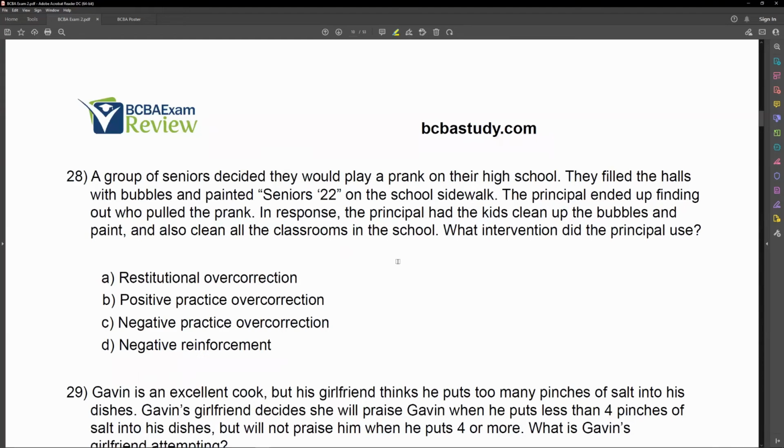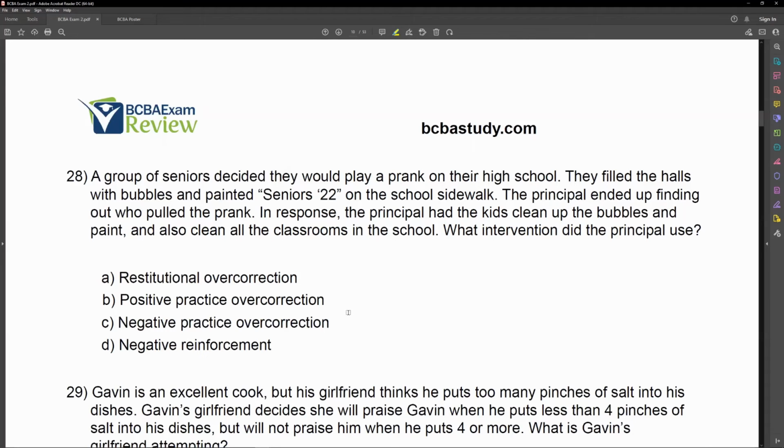Okay. Obviously, trying to do some sort of punishment procedure. All right. What do the kids have to do? They have to clean up the bubbles, clean up the paint, and then also clean all the classrooms in the school. Okay. So they put bubbles and paint in the hall and on the sidewalk, but they also have to clean up the classrooms. So, in addition to cleaning up their mess, they have to do more.